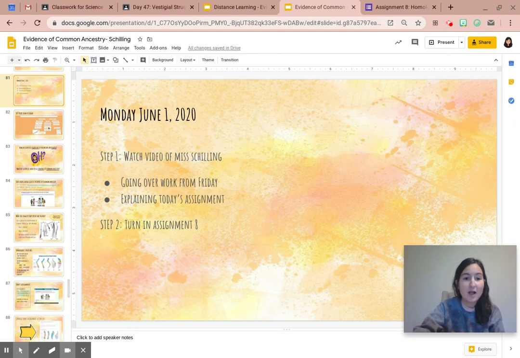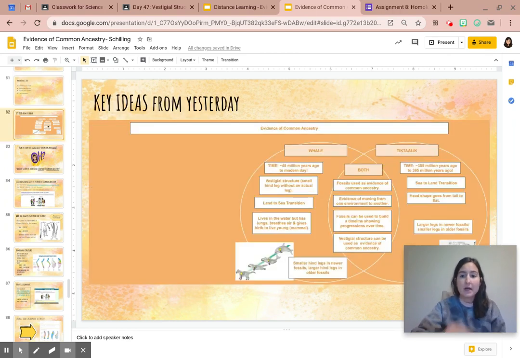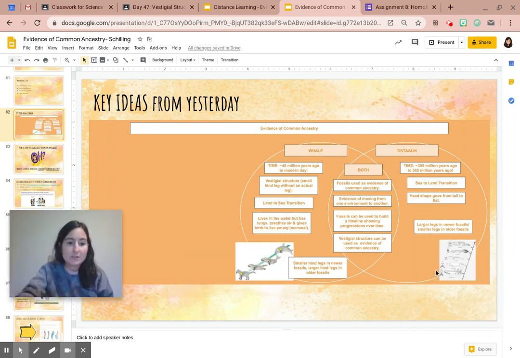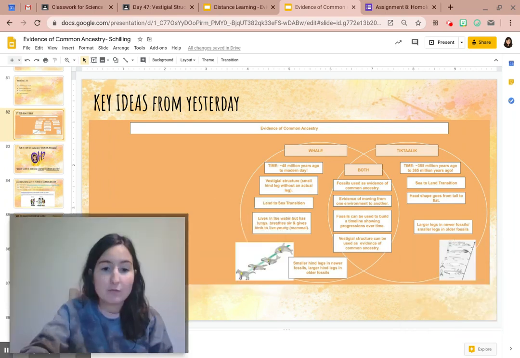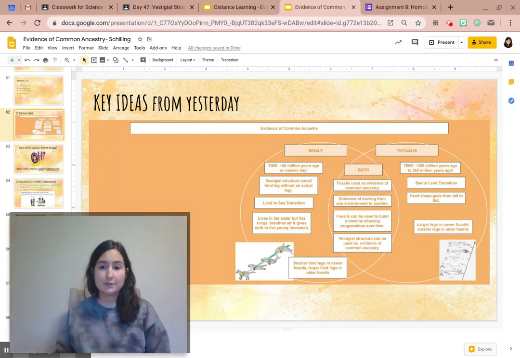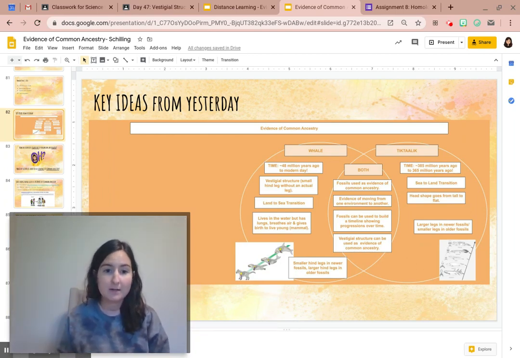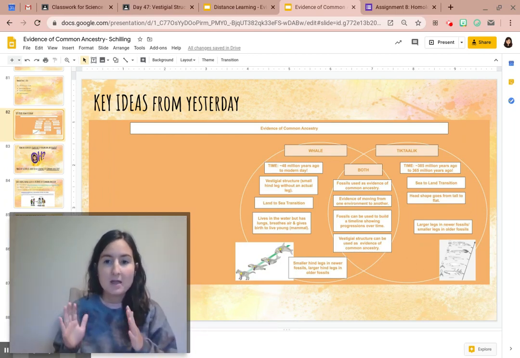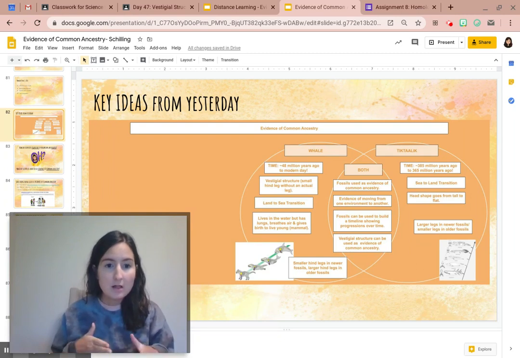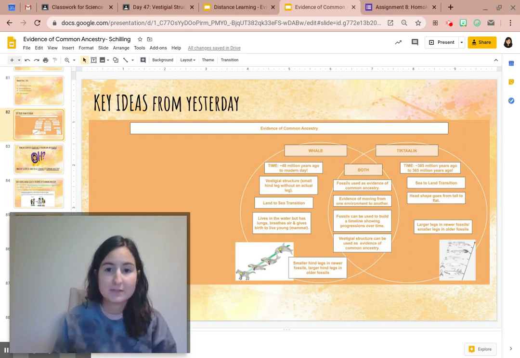So on Friday, I gave you some statements about both the whale, Tiktaalik, and then general statements, and then you had to sort them in a way that made sense to you. I wanted to do this to give you an opportunity to review what we've learned so far, but also to see what both of them have in common, because sometimes when we look at a Tiktaalik and then we look at a whale, it can be hard to put those together and then also apply those ideas to other things. So I want to make sure that that's pretty clear.